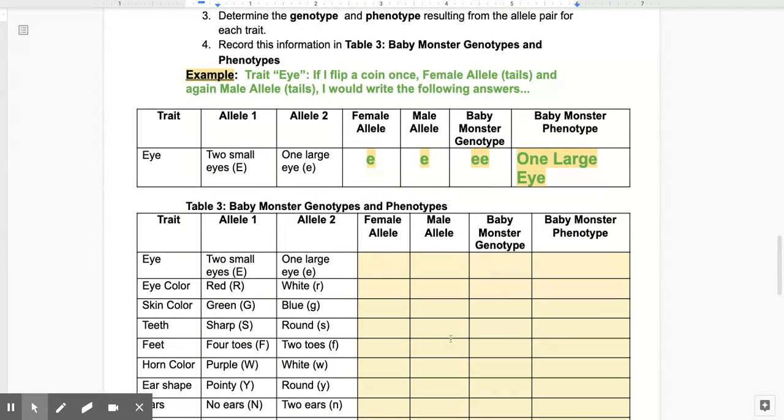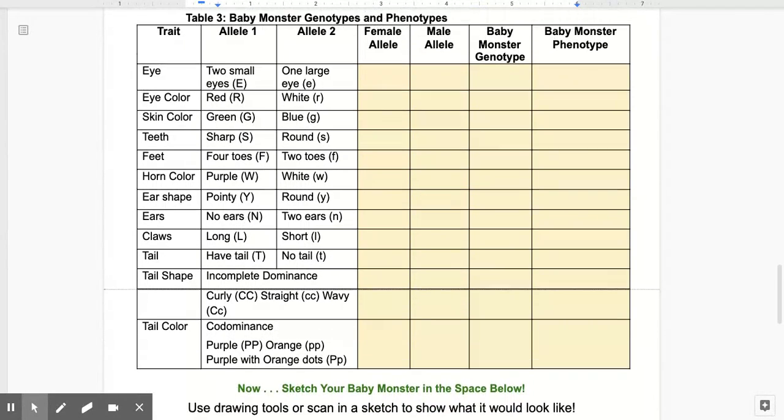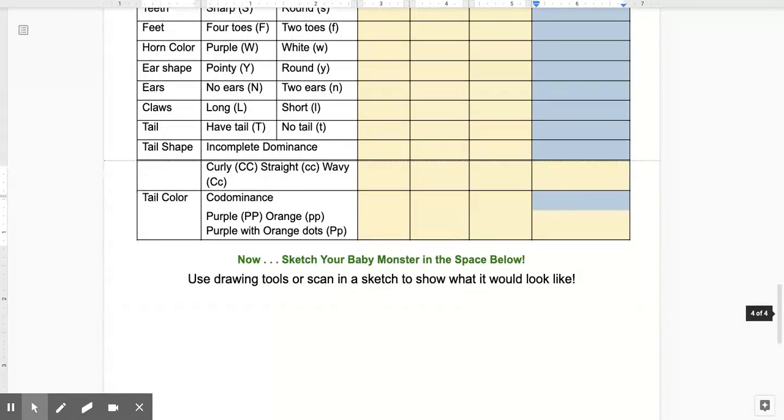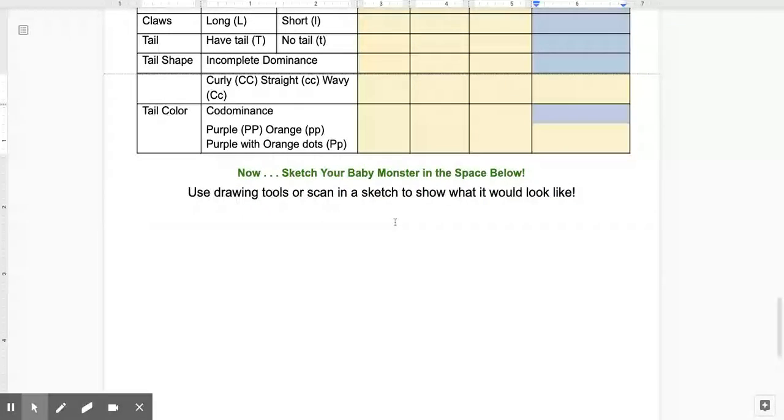You're going to do the same thing for all of the traits here. So you're flipping a coin for the female, flipping a coin for the male, putting those letters together for the baby, and then identifying that baby monster's phenotype. So how does that baby monster look?